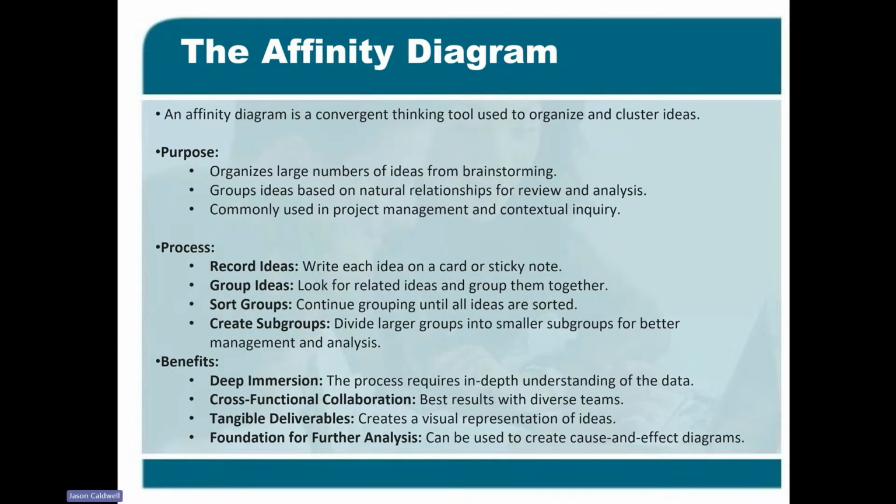Perfect. Right. So the purpose is organizing a large number of ideas from brainstorming, grouping ideas based on natural relationships, commonly used in project management and contextual inquiry. Process: record ideas, group ideas, then sort groups and create subgroups. This is an affinity diagram. Benefits: deep immersion, the process requires in-depth understanding of data, cross-functional collaboration, tangible deliverables, and a foundation for further analysis, such as root cause analysis.